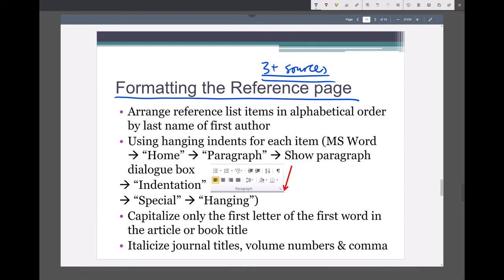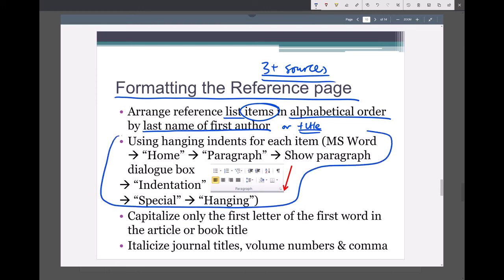And this is more like the kind of reference you do for every other course from now on that has term papers. You want to list your items in alphabetical order by the last name of the first author, or the title if there is no author. And use hanging indent for each item. So there's a specific way to do this, and I'll show you in the video.